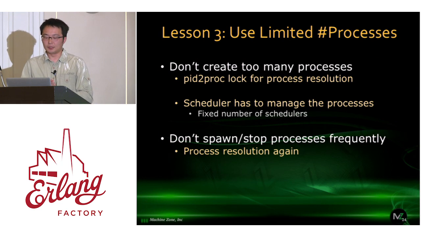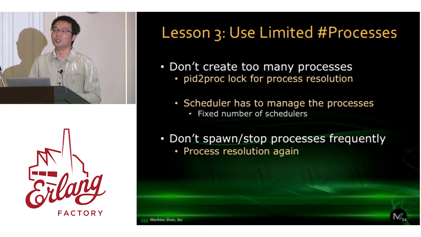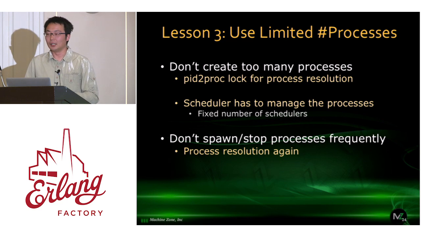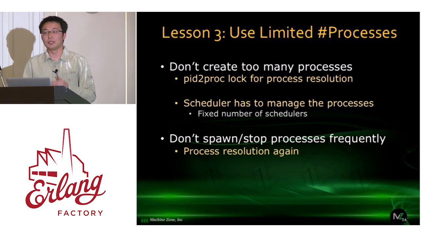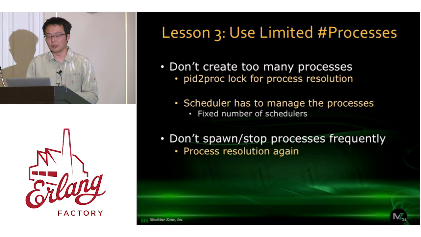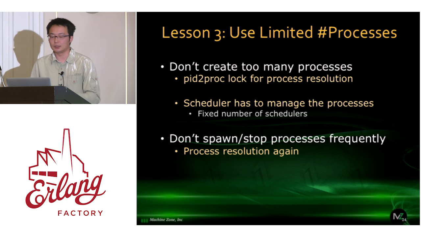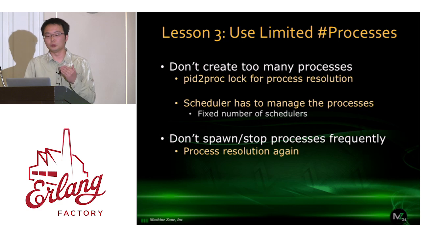The third lesson we have learned is about the limitation of our number of processes. In lesson 1, we said that we don't want to rely on one process. However, we also don't want to have an unlimited or arbitrary number of processes. The reason is that when we create a process, there is some cost with it. Although we know that an Erlang process is lighter weight than a Linux process or Linux thread, there's still some cost associated with that, especially when we create a process and when we do the process resolution.